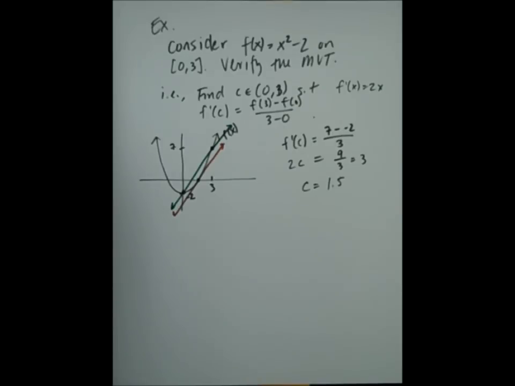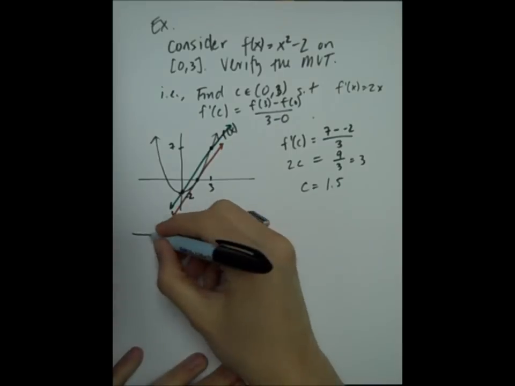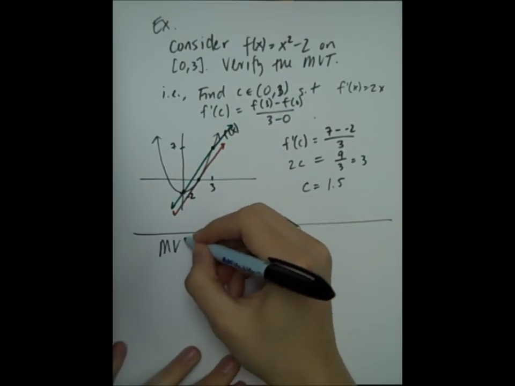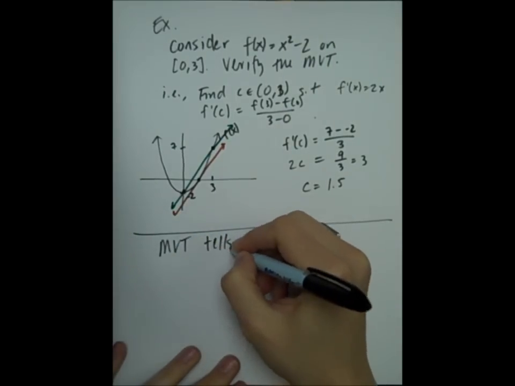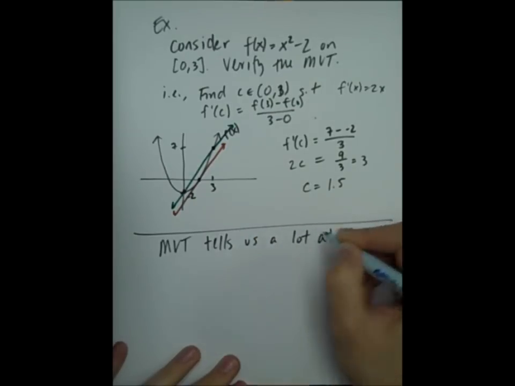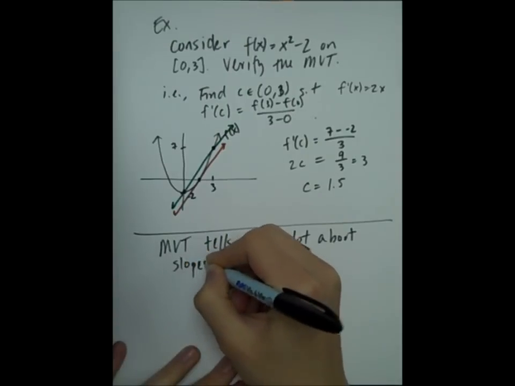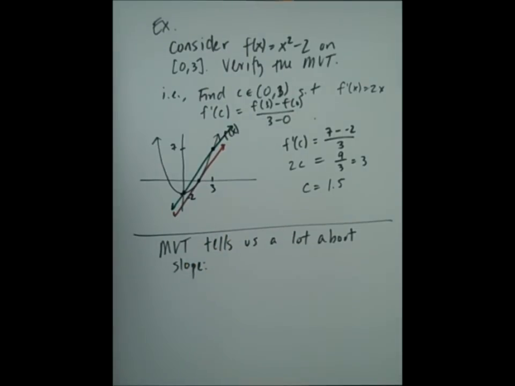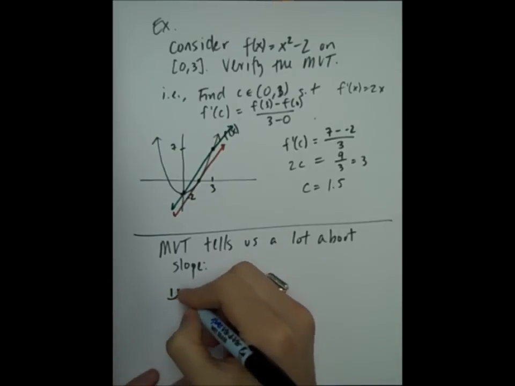Now, how are we going to use the mean value theorem? We're going to use it to say a lot about slope. The mean value theorem tells us a lot about slope. Now slope has been a big deal in this class so far, because that's what the derivative is talking about, the slope of the tangent line. But let's go through the 4 things that the mean value theorem can tell us.